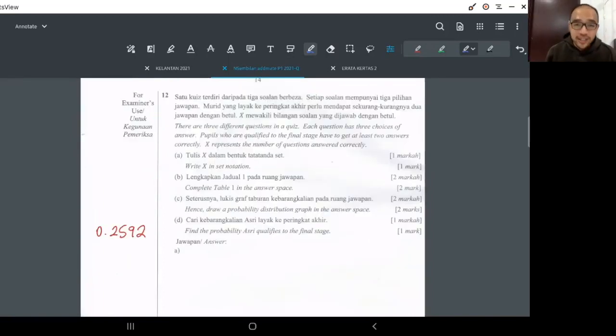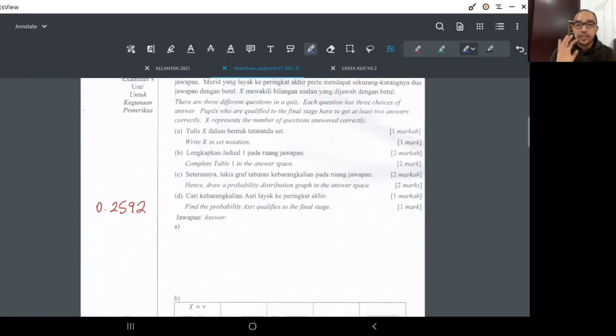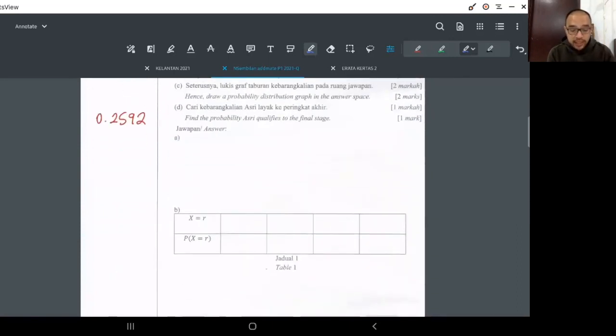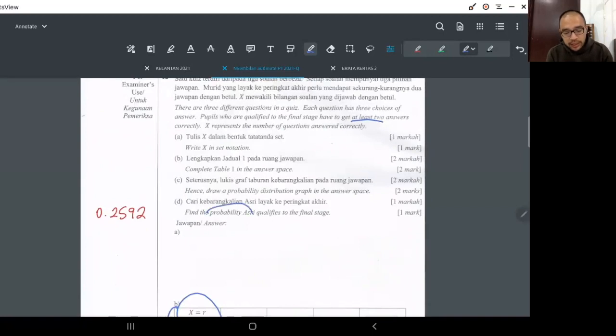Three different questions in the quiz. Each question has three choices of answer. Pupils who qualify enter the stage at least two answers. Okay, so we see this and we think, this is binomial, because the question also talks about probability. So that's a very important thing to remember.